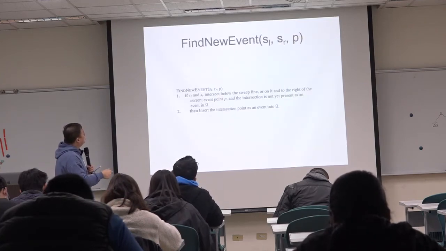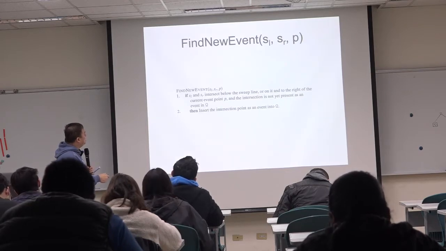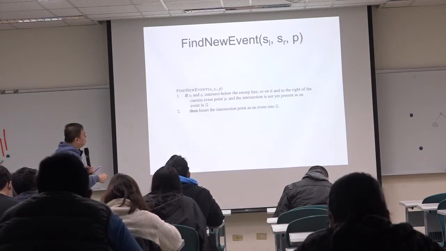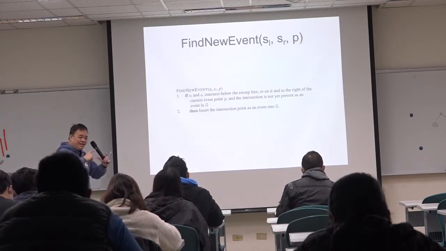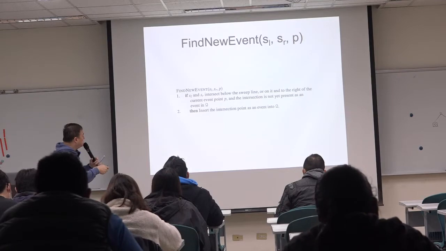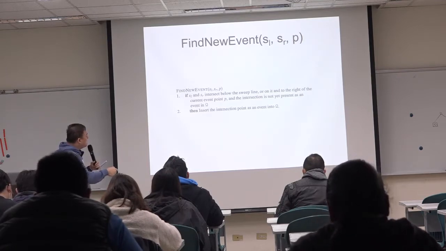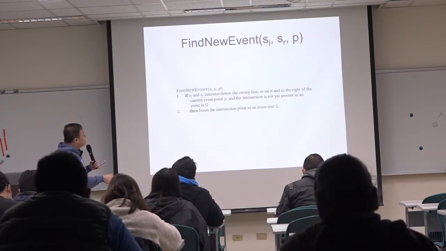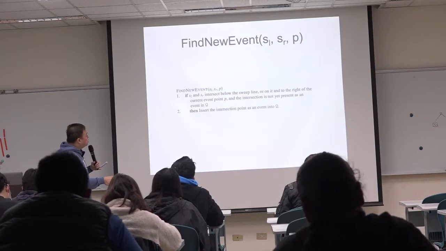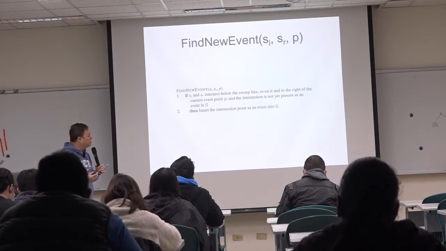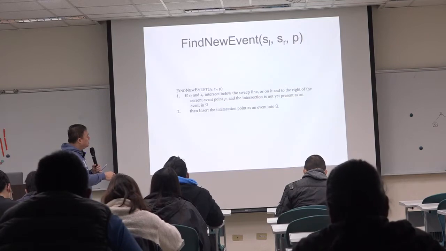As for the find new event, basically, when you have these two segments, we have to check if there's an intersection between these two segments inside the segment, not outside of the segment. The reason to provide a P is because we want to make sure it is to the right of the current event point P. You may ask why we do that? This is for the degenerate case.